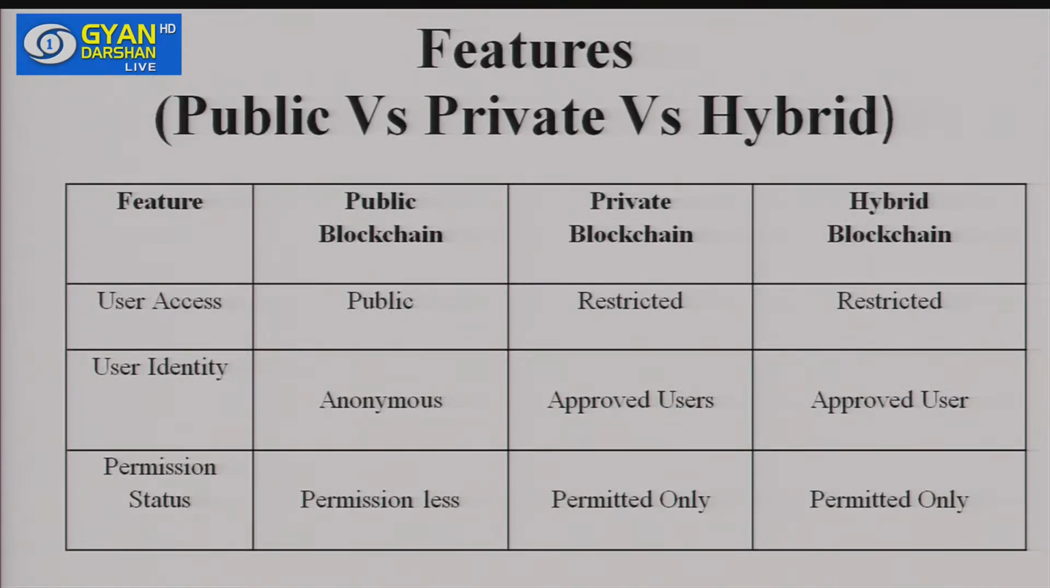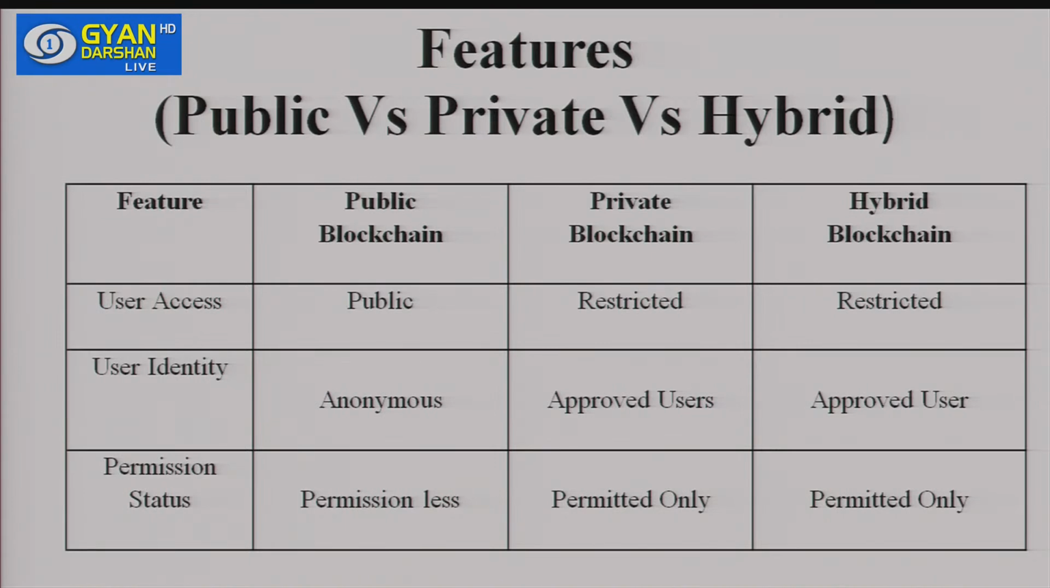So the features, the comparison of public versus private versus hybrid. If you see here, the first feature is user access. User access in the public blockchain is public. Anybody can join and anybody can participate in the blockchain process or transaction process. But in the private blockchain, it is restricted, and in hybrid also it is restricted.